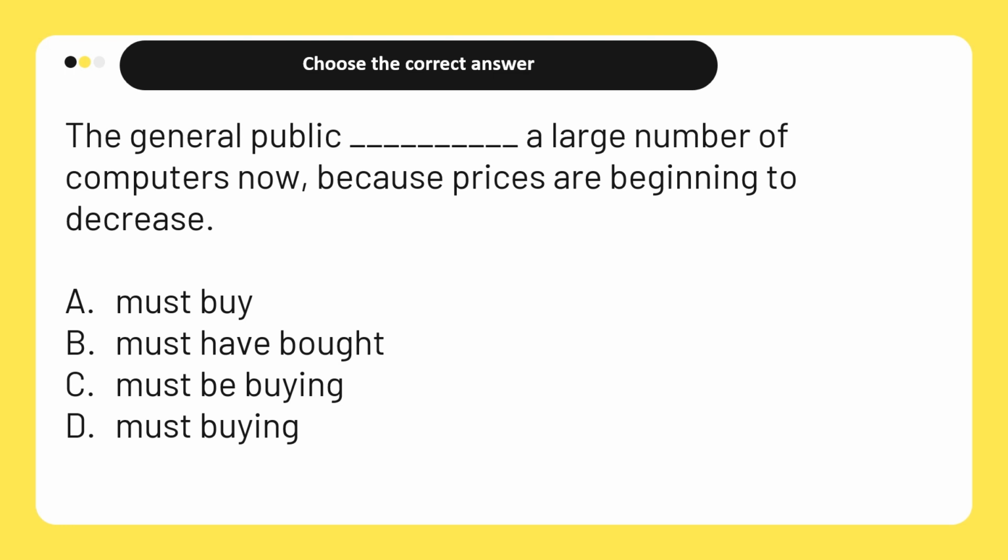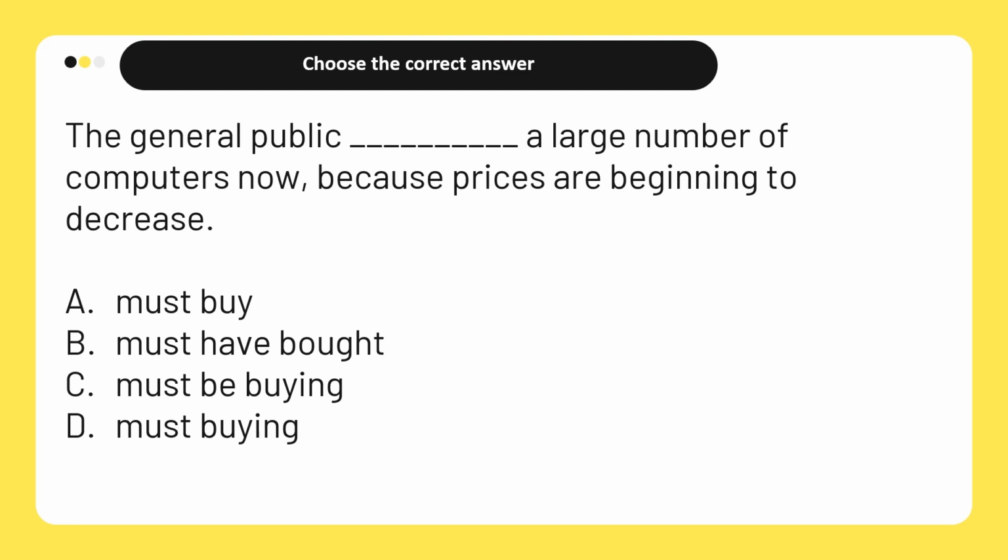The next one. The general public, blah blah blah, a large number of computers now, because prices are beginning to decrease. Again, think about if it's in the past, present, or something that repeats. And now you can pick the best structure, the best option to fill in the blanks.